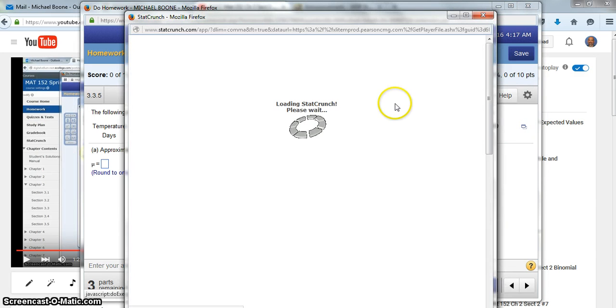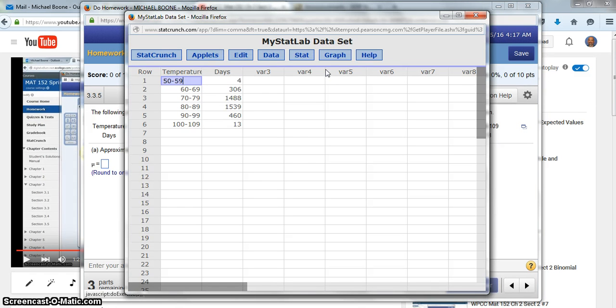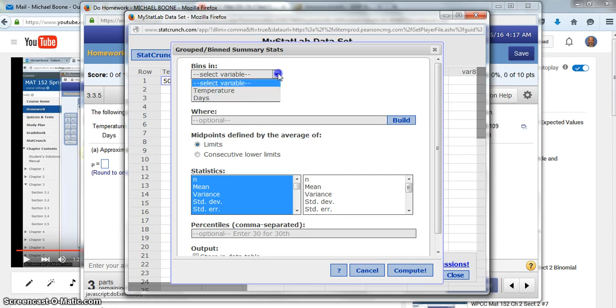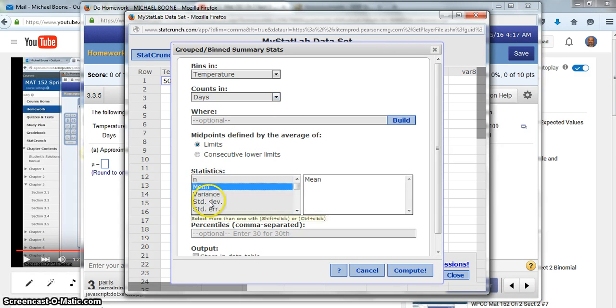is, you can get our data in StatCrunch, go to Stats, Summary Stats. Instead of columns, let's go to grouped or bin data. So the bins are temperatures and the counts are the days. Typically we're going to look at the average of the limits, and we just wanted to find mean and standard deviation.